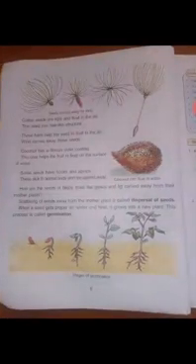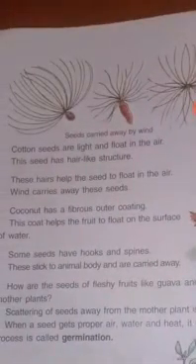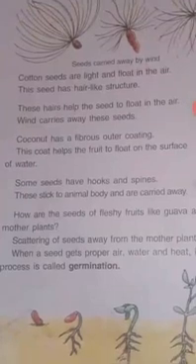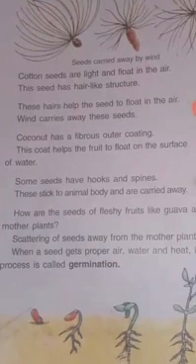You can see here cotton seeds, light seeds, which are carried away by the wind. Cotton seeds are light and float in the air. This seed has hair-like structures, as you can see in the diagram. Okay, you have to draw these diagrams in your copy. Read this whole chapter, all the words, loudly daily. Make this habit of reading loudly, and use a dictionary. If you find any tough word, write the meaning.